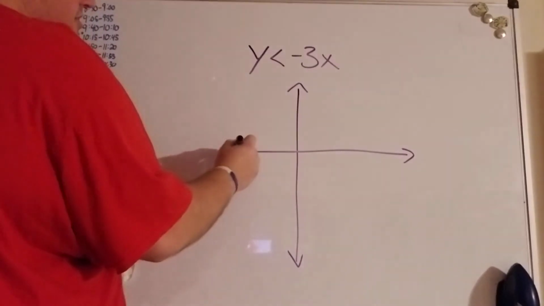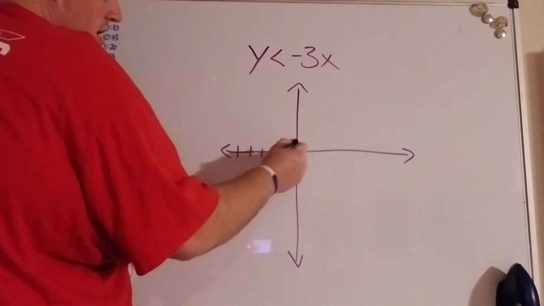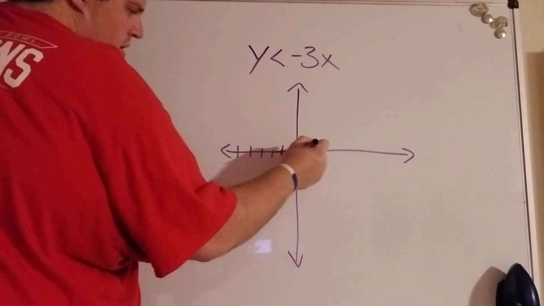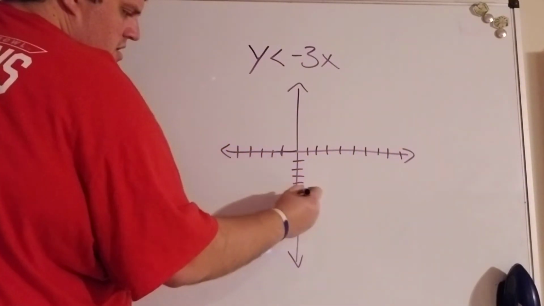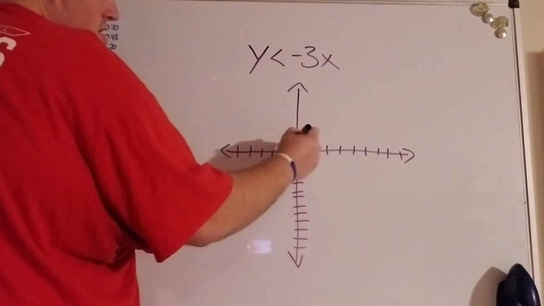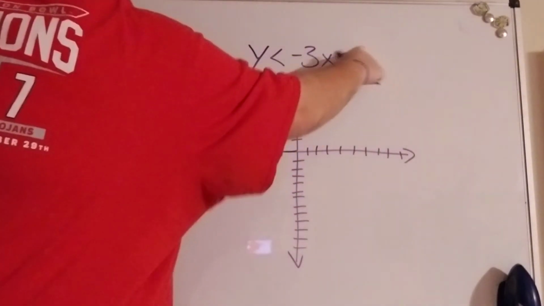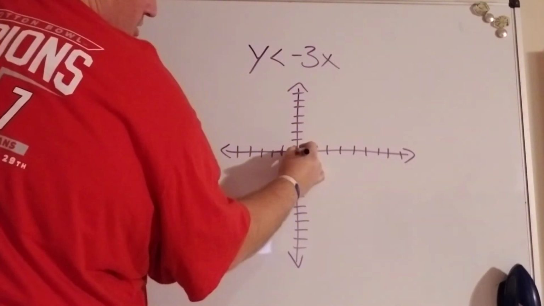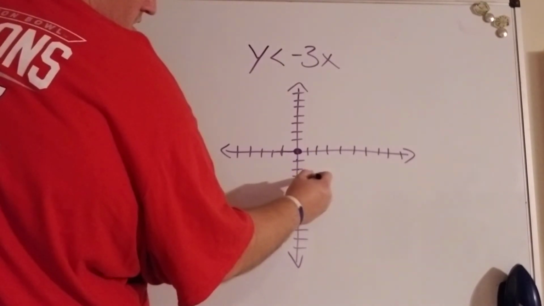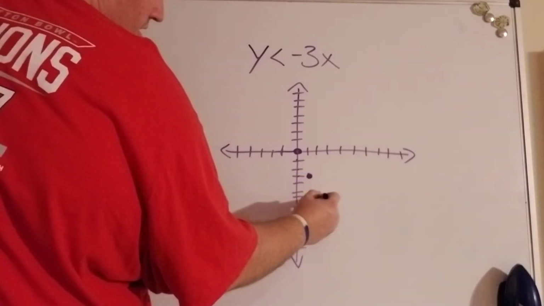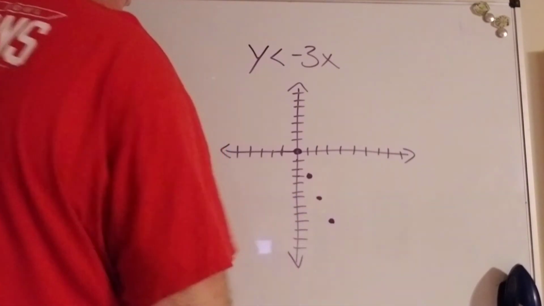So my slope here is negative 3. It's going to go down 3 over 1. And my y-intercept is 0 because there's nothing here. So this one's going to start here at the origin. And it's going to go down 1, 2, 3 over 1. Go down 1, 2, 3 over 1. 2, 3 over 1. All right, that looks pretty good.